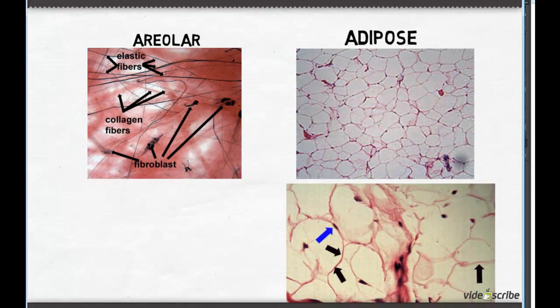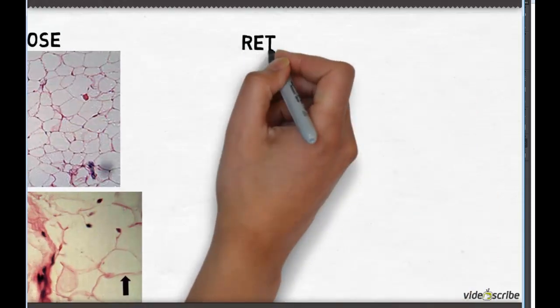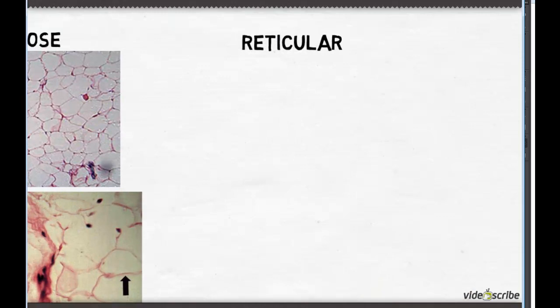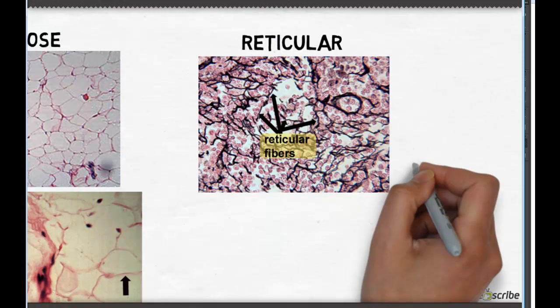Adipose or fat has little matrix. The tissue is found everywhere. The individual cells are called adipocytes. The arrow indicates the cell nucleus. Reticular tissue contains a mesh network of reticular fibers to which other cells attach. Reticular tissue is common in lymph nodes, the liver, spleen, and the bone marrow. This concludes our discussion of the connective tissues.